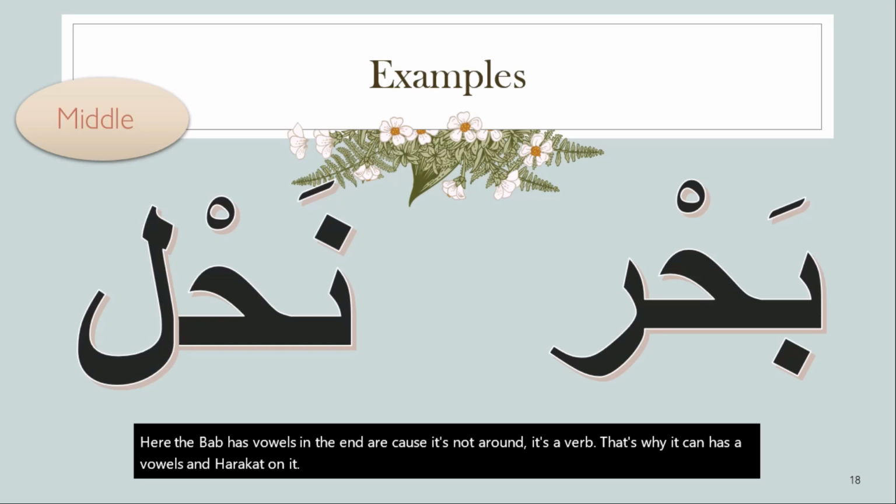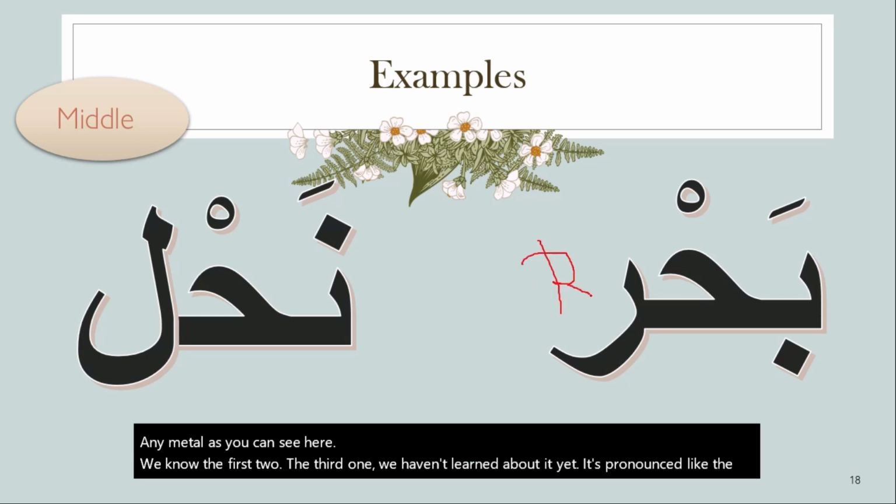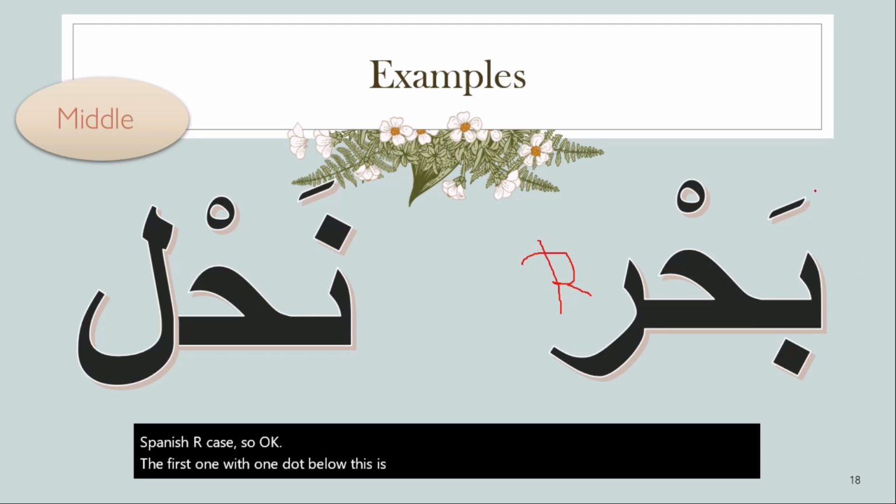In the middle, as you can see here, we know the first two. The third one we haven't learned yet. It's pronounced like the Spanish R, so ra, ra. The first one with one dot below, this is ba. It has fatha, so ba. The second one is ha in the middle.